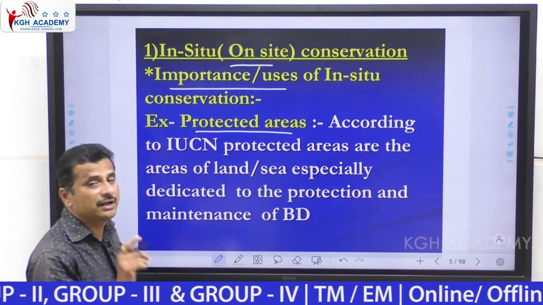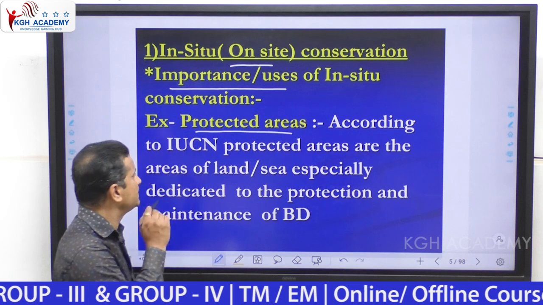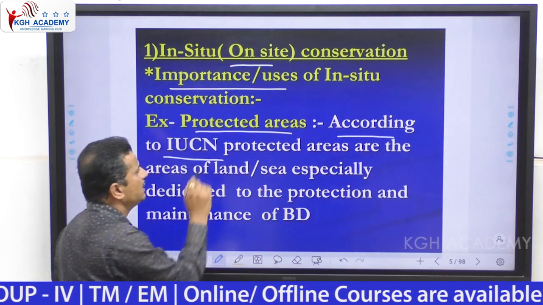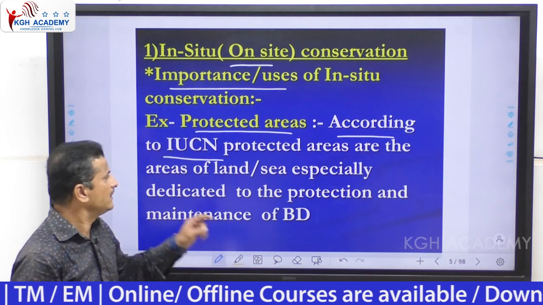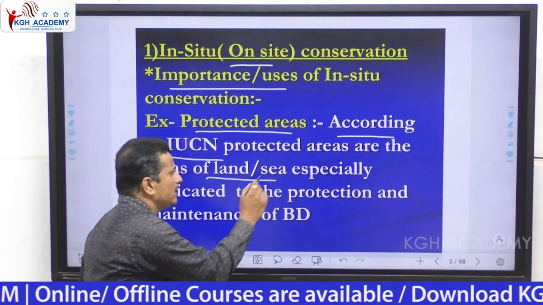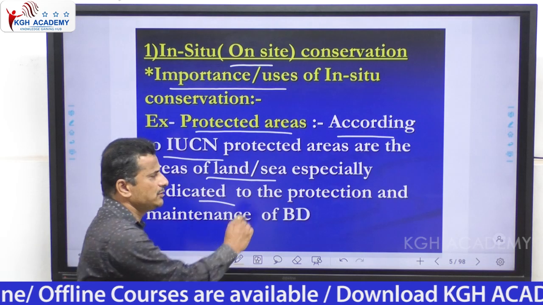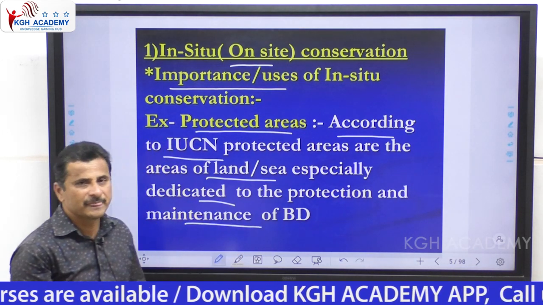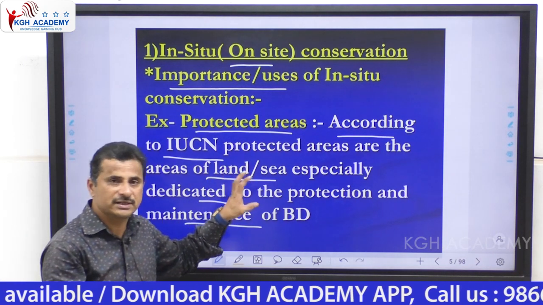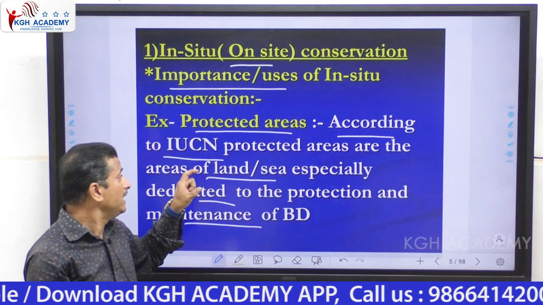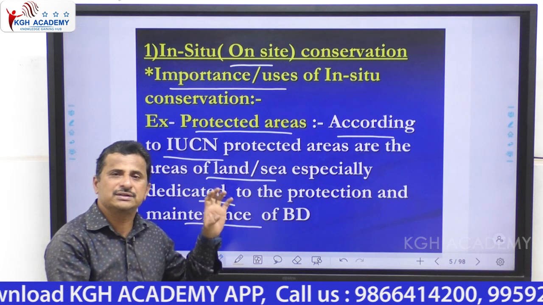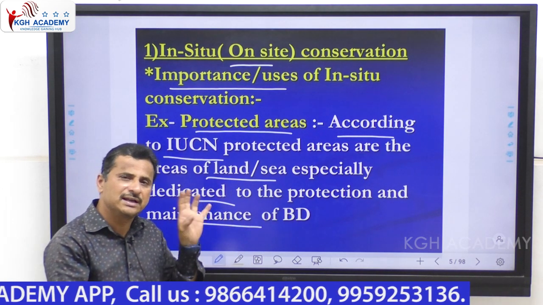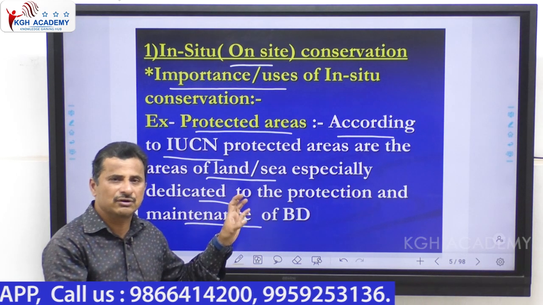According to IUCN, protected areas are areas of land or sea especially dedicated to the protection and maintenance of biodiversity. This is the definition of a protected area. These areas are legally established and generally controlled by the government, strictly monitored and controlled by the governments.